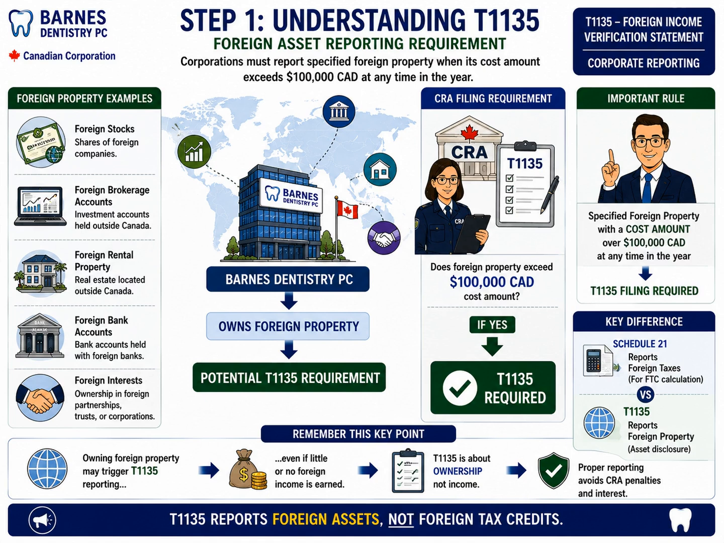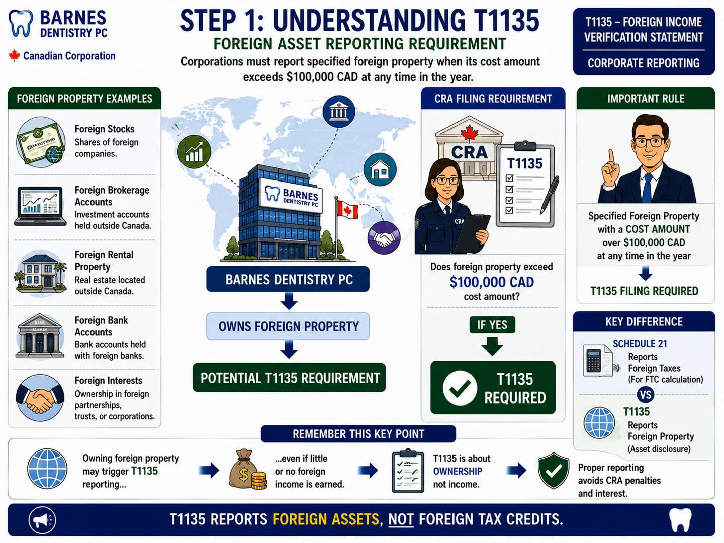Now let's look at the reminder section across the bottom. One of the most important concepts in T1135 reporting is that a filing requirement may exist even if very little foreign income is earned. In some cases, a corporation may own significant foreign assets that generate minimal income. The reporting obligation can still exist. That's why T1135 is fundamentally an ownership reporting form rather than an income reporting form.